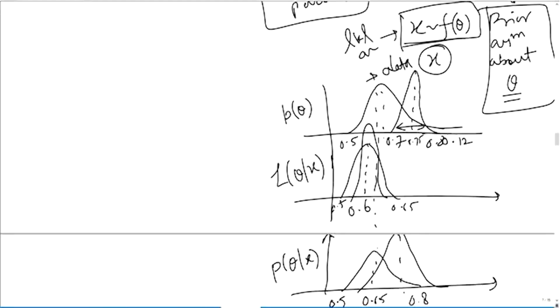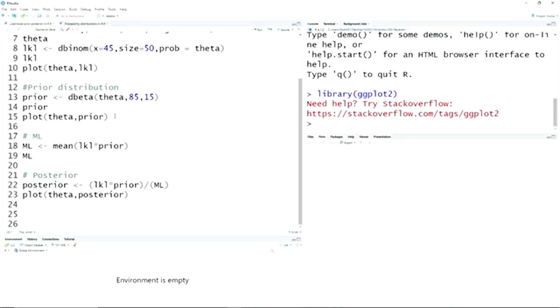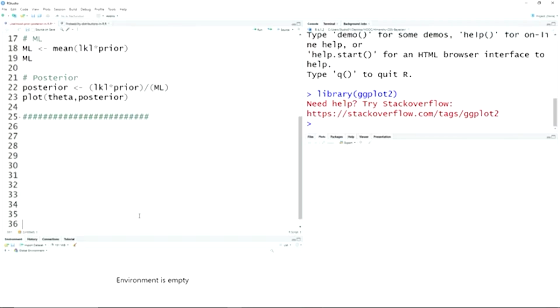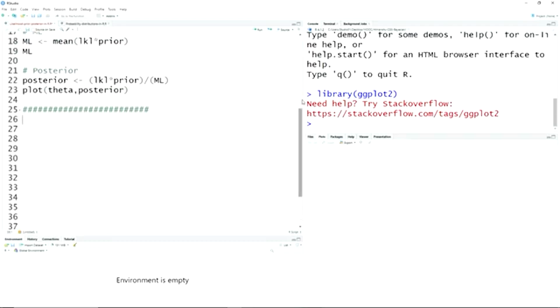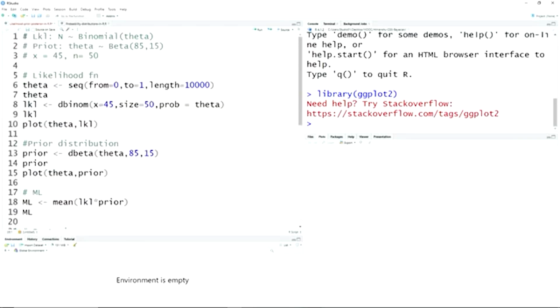Okay, let us see how it works out in practice. So we will continue with the example that we took in R in the previous lecture, and let us manipulate the information in the prior and the likelihood. Let us manipulate the uncertainty in the prior, the likelihood and the posterior. Okay. So the example that we were taking was of a binomial distribution.